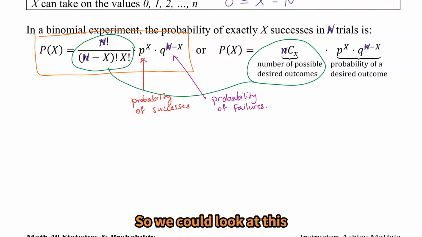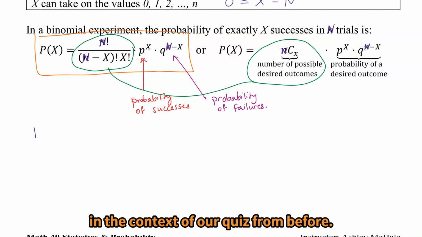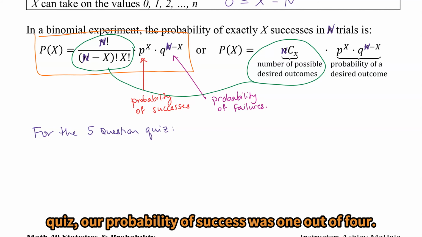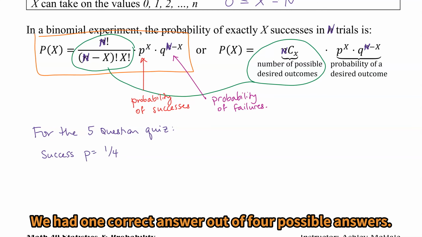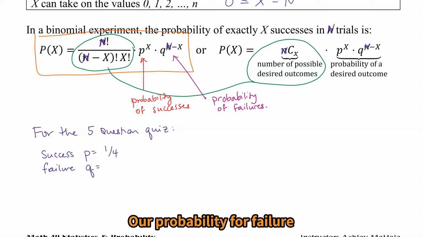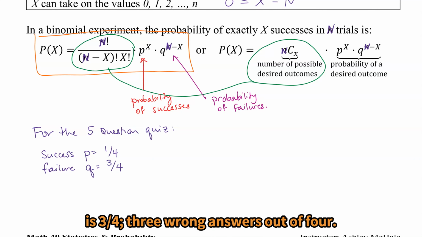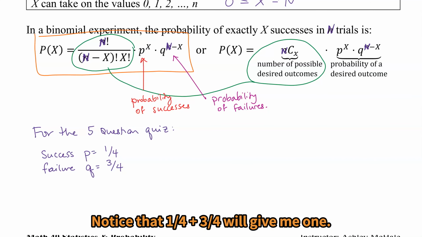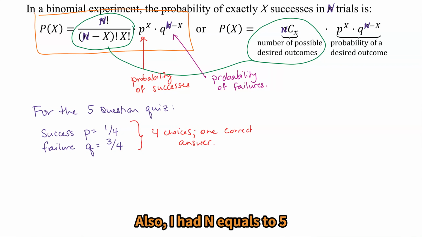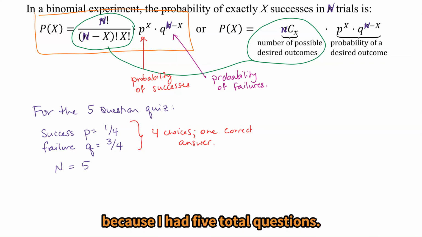So we could look at this in the context of our quiz from before. The 5-question quiz, our probability of success was 1 out of 4. We had 1 correct answer out of 4 possible answers. Our probability for failure is 3/4, 3 wrong answers out of 4. Notice that 1/4 plus 3/4 will give me 1. Also, I had n equals 5 because I had 5 total questions.